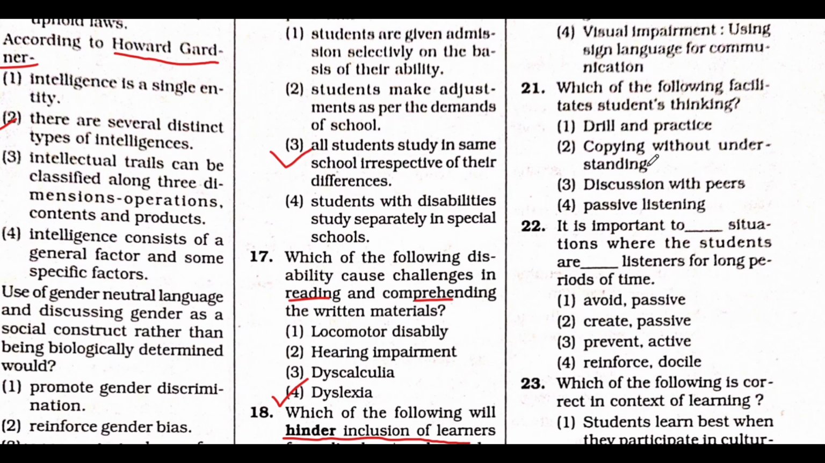Question number 21. Which of the following facilitates students' thinking? You have to choose a positive word. Drill and practice, copying without understanding, discussion with peers, passive listening. No passive listening, no copying. Drill and practice, discussion with peers. So 1 or 3. Which one do you think is your correct answer here? So it is the third one. There is discussion with peers.